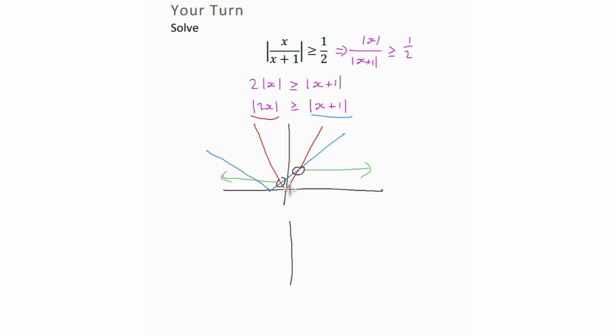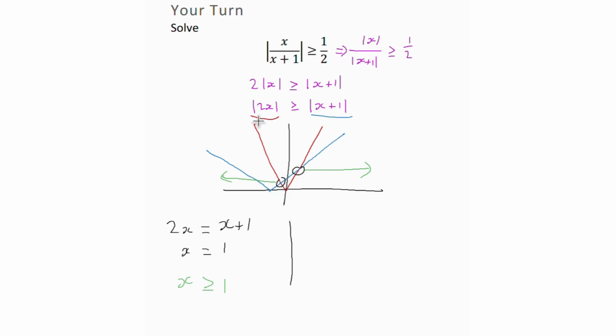So those values happen, looking at this one first, that's the positive 2x is equal to the positive x plus 1. So subtracting the x on both sides, we get when x is equal to 1. Or, for the inequality, we want it to be x is greater than or equal to 1.